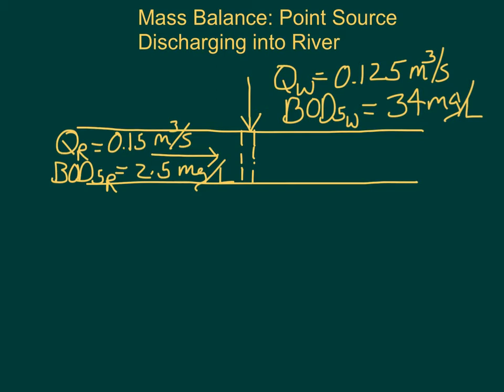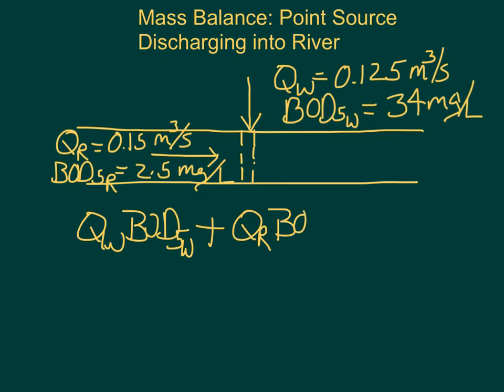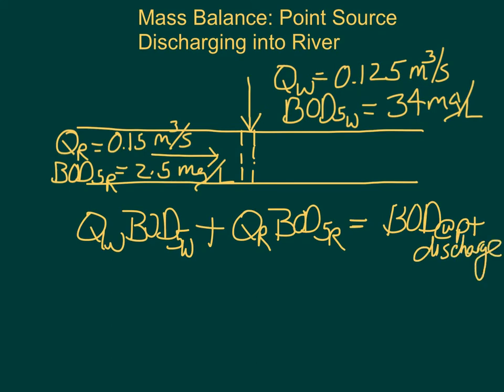So we would write that the product of the flow rate, QW, and the concentration of BOD5 in our waste stream, plus the flow rate of the river times the concentration of BOD5 in the river, would equal the concentration of BOD at the point of discharge, assuming here that this is the concentration once the waste stream mixes with the river, times the total flow, which in this case would be the sum of the flow rate in the river plus that in the waste stream.